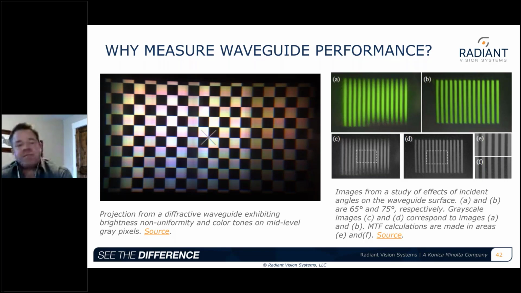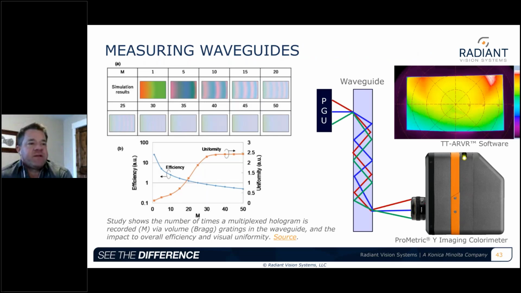Waveguides can be tested by projecting light through a light source or picture generating unit and evaluating the resulting image. Example data on the left here shows the effects of changing the number of holographic images produced and recorded using gratings in the waveguide. As light is diffracted and combined, the color uniformity increases, but the overall efficiency decreases.